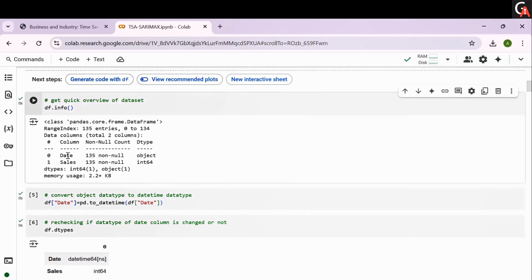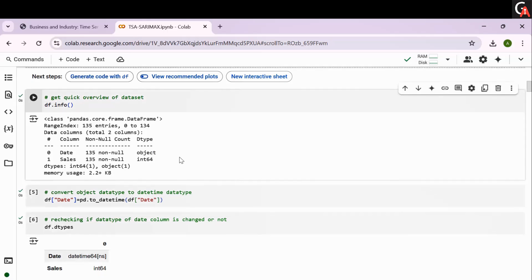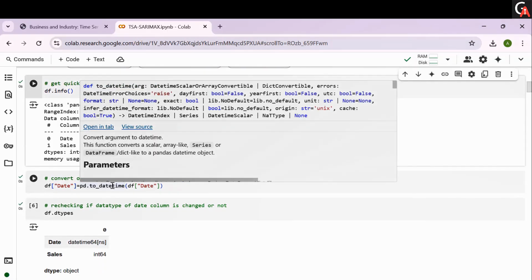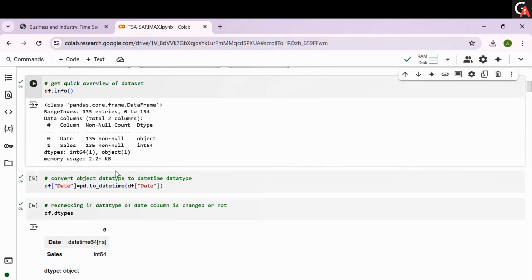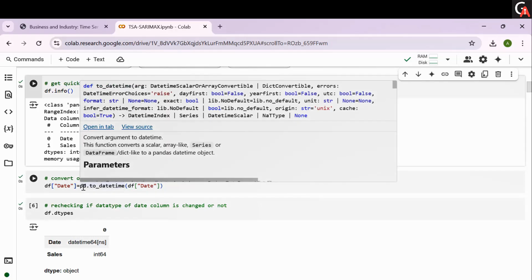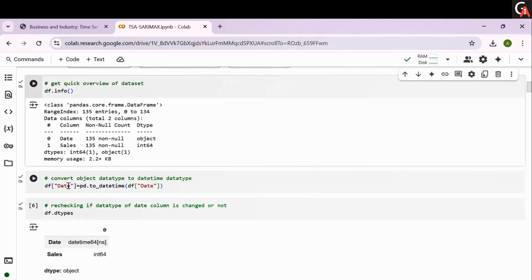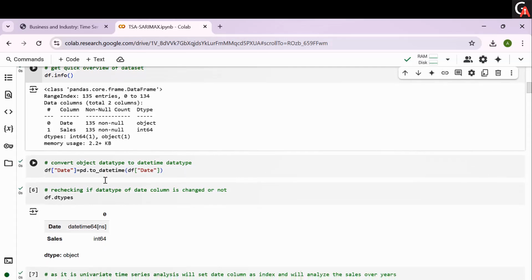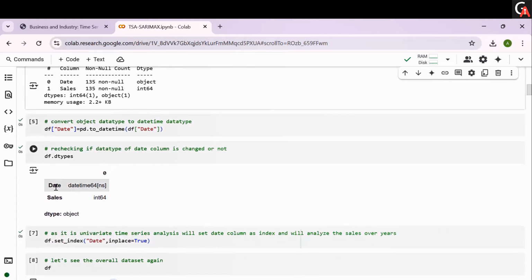Now, the date column is in object data type, but it should be in the datetime data type because we are doing time series analysis, right? So we have to first convert this date from object data type to the datetime data type, which can be done with the help of the to_datetime function of pandas. We'll store it back to the date column itself and we'll recheck if the data type for that date column has been updated or not. So you can see that the date column data type has now updated to datetime.